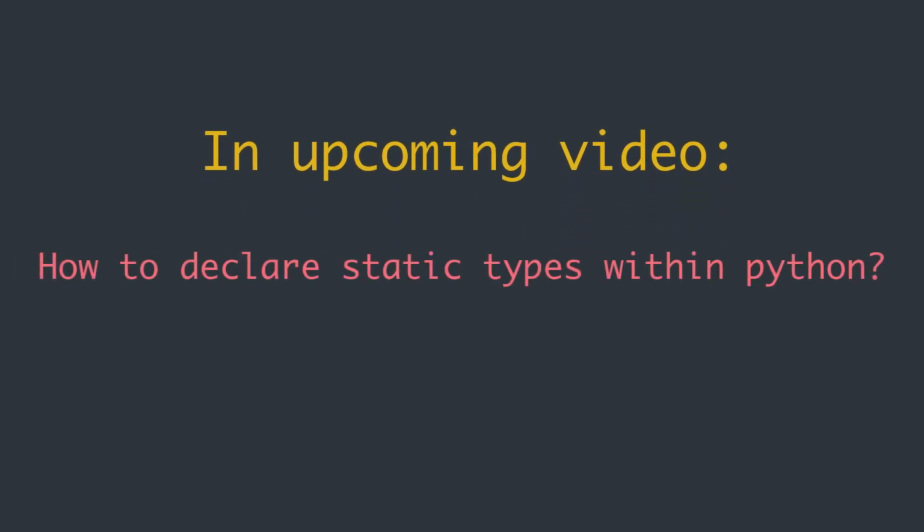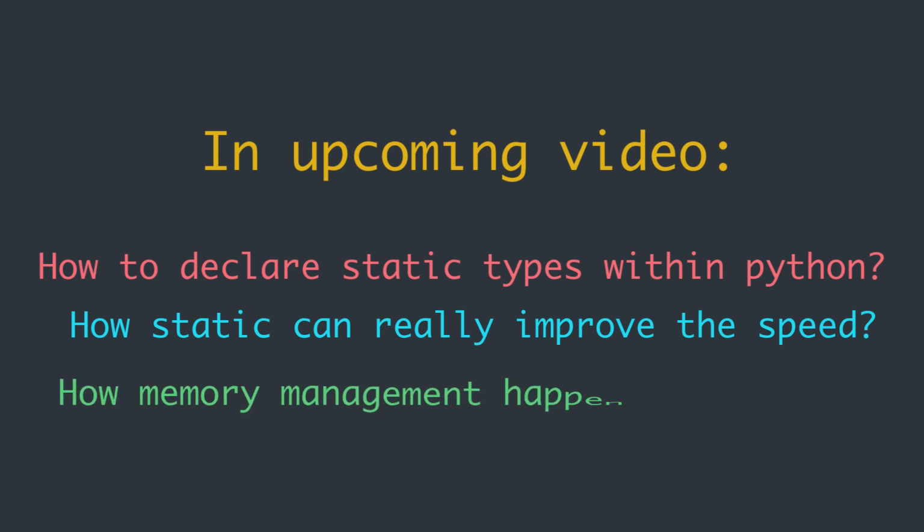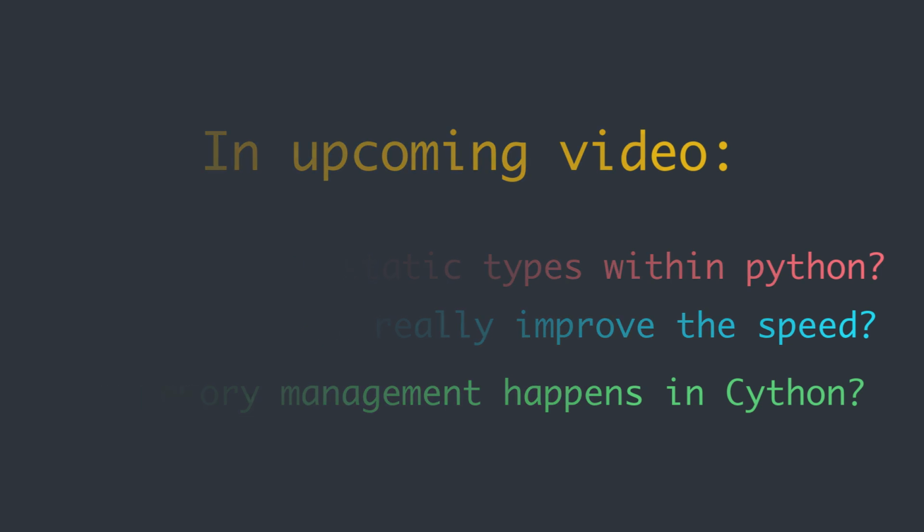In our next video, we will talk about how we can declare static types within Python by using a Python type, and how static typing can really improve the performance. And also, we will understand how memory management happens in Cython by talking about reference counting.